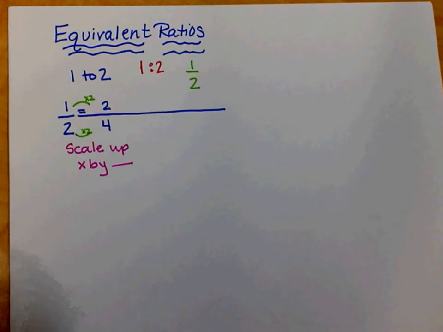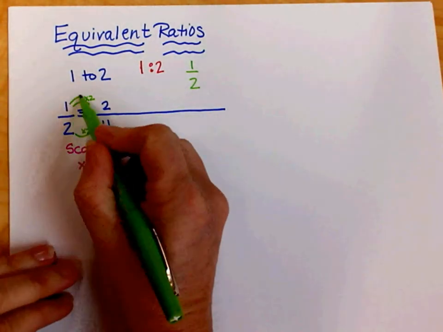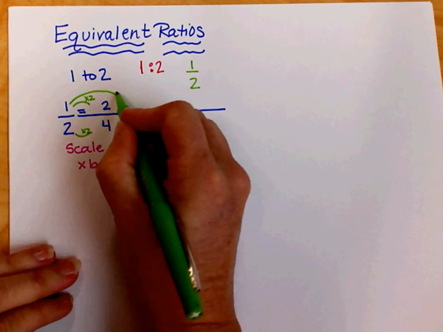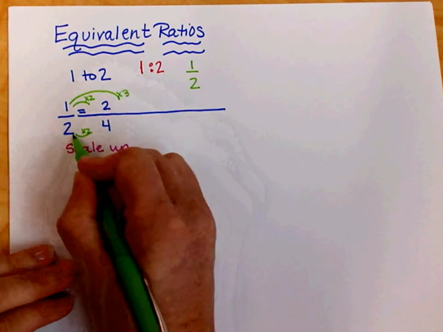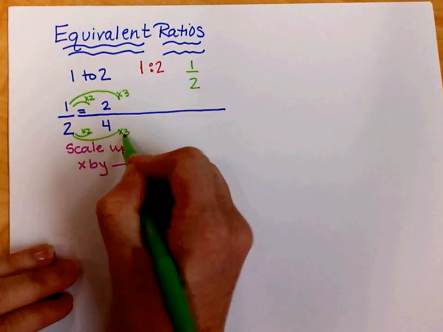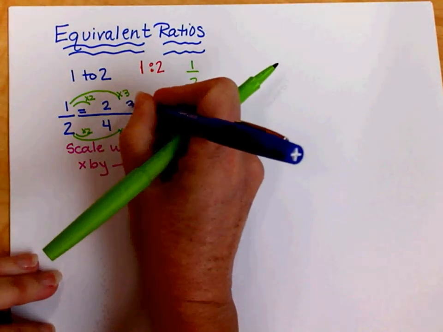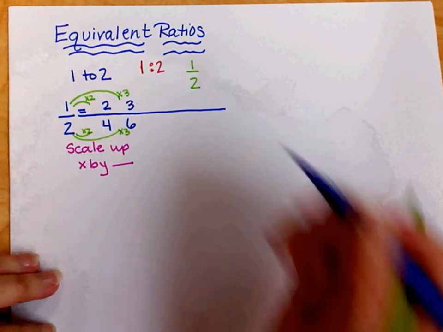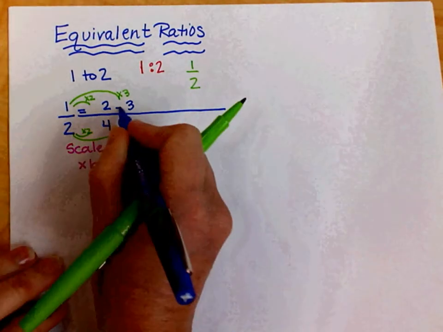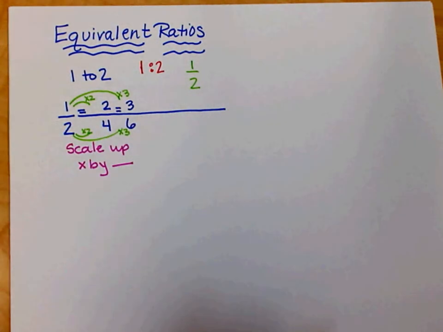Now I want to build it up again, so I'm just going to rainbow over here and say, what if I multiply by 3 on the top and I multiply by 3 on the bottom? I would then get a ratio of 3:6. And all of these are equivalent.